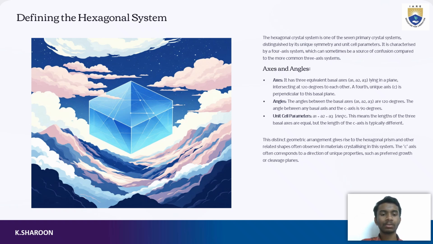Unit cell parameters. Here a1 equals a2 equals a3. This means the lengths of the three basal axes are equal, but the length of the c axis is typically different. This distinct geometric arrangement gives rise to the hexagonal prism and other related shapes often observed in materials crystallizing in the system. The c-axis often corresponds to a direction of unique properties such as preferred growth or cleavage planes.